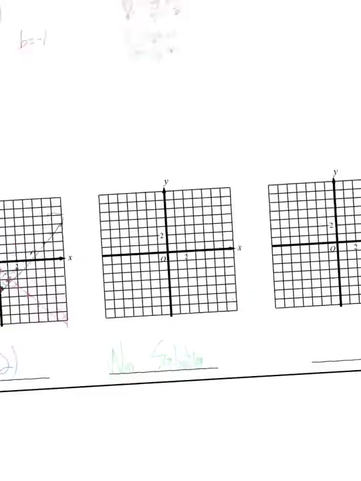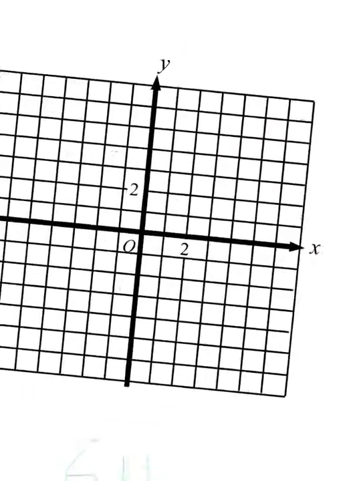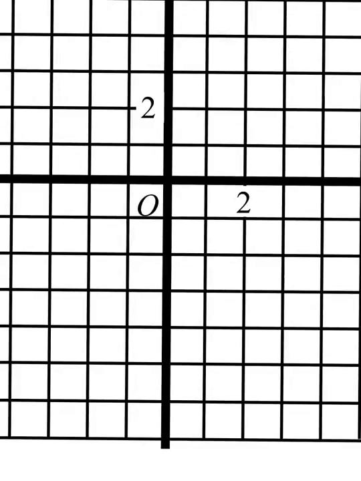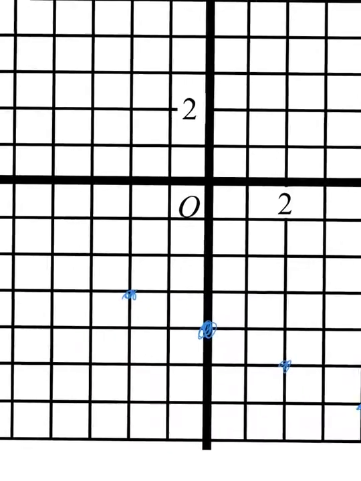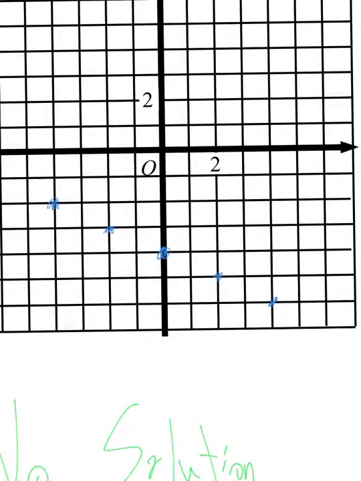All right, so in blue, I'm going to start at -4 and go down 1/2. 1, 2, 3, 4. Down 1/2. Down 1/2. Up 1, right 2. Up 1, right 2. That's good enough. All right. Draw your line.